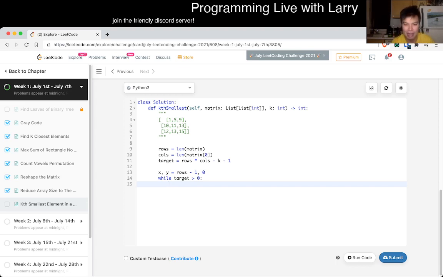Okay, so now while target is not yet 0, we look to the right, and to the right there are columns minus y minus 1 candidates, right? Because basically if you're in column 0 on the 0 index, that means there's columns minus 1 to the right. If you're in the 1 in the 0 indexed first column, then you have columns minus 2 and so forth, right? So let's just say the right is equal to this, and now we check to see.